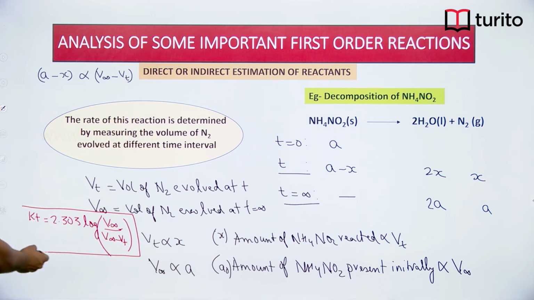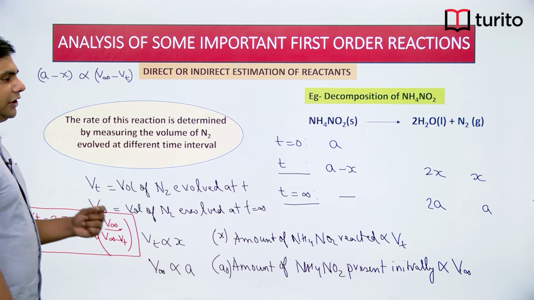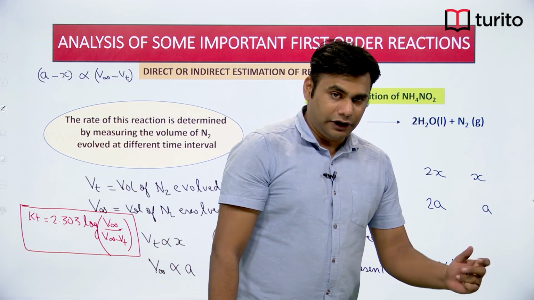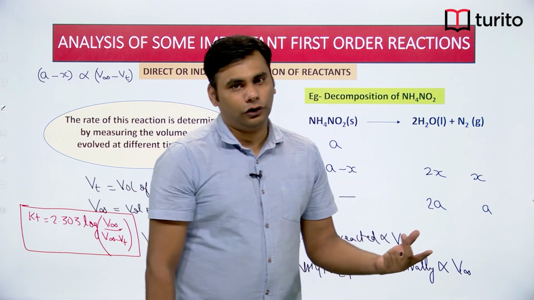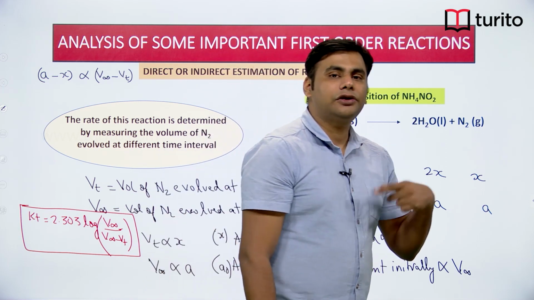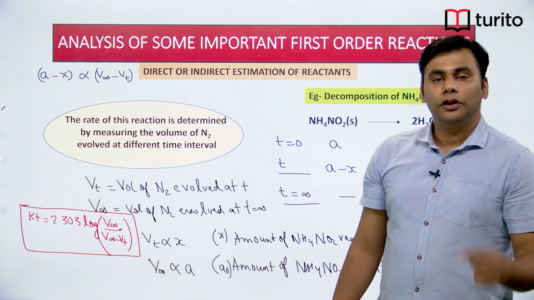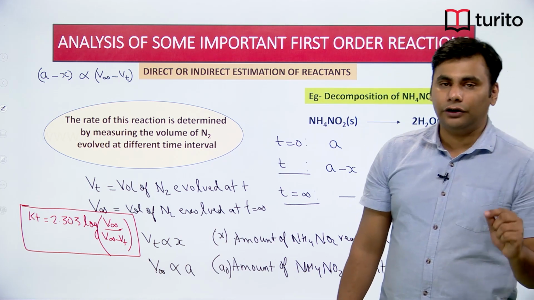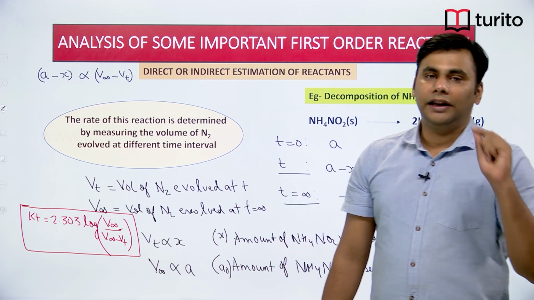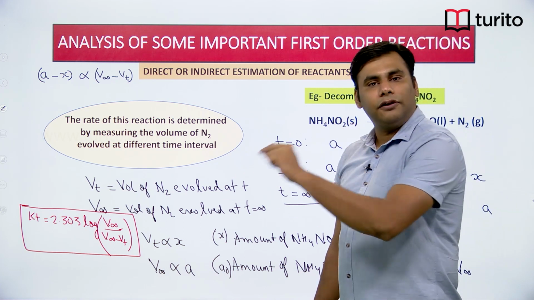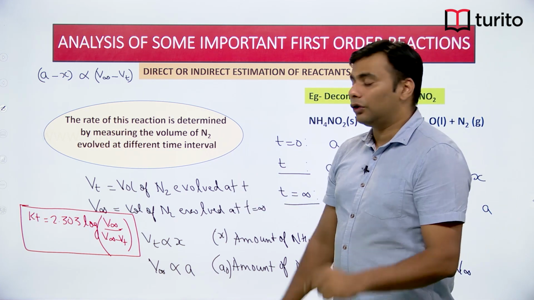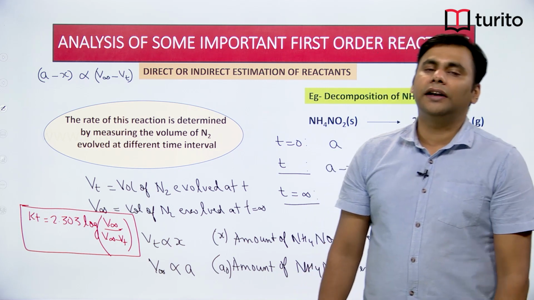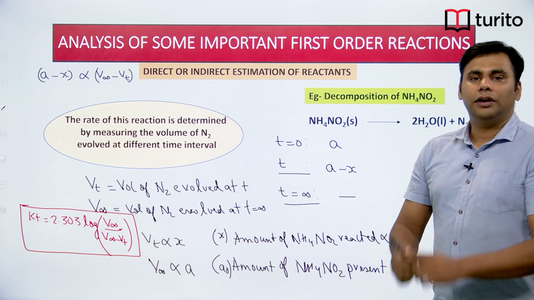Suppose data has been given to you: at time t equals 5 minutes the volume of N2 evolved, at t equals 10 minutes the volume of N2 evolved, at t equals 15 minutes the volume of N2 evolved, and at t equals infinity the volume of N2 evolved. We will use this equation to calculate the value of the rate constant at different time intervals, that is at 5 minutes, 10 minutes and 15 minutes. If the value of the rate constant using the first order equation comes out to be the same, it means that it is a first order reaction.